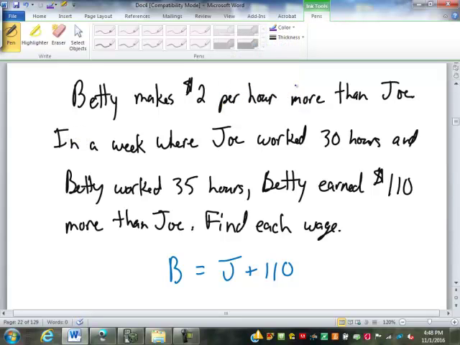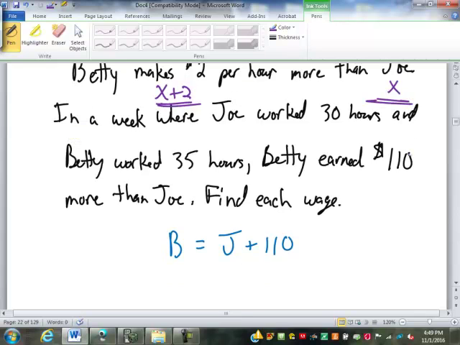So now we need to figure out how we're going to express Betty and Joe's pay for the week in terms of the same variable. Well, we know that Joe per hour, if we let the amount he makes per hour be X dollars. What's Betty's? X plus 2.